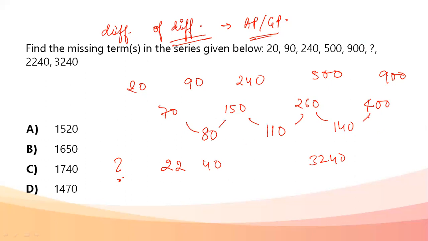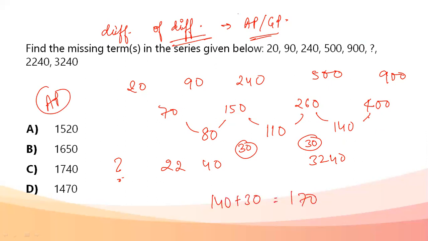Now 80 and 110 difference is 30. 140, 110 difference is again 30. So the differences here come out to be in AP. Next difference accordingly will be equal to 140 plus 30, that is 170. So my next difference comes out to be 170, which means whatever the number is here, the difference between the number and 400 is going to be 170.